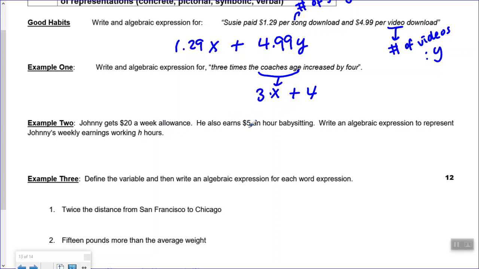If you work 2 hours, you will earn 5 times 2, $10. If you work 3 hours, 5 times 3, $15. If you work 8 hours, it will be 5 times 8, right? 5h. And then you're going to add 20. So you don't have to put this dot between these. 5h is the same as 5 times h.